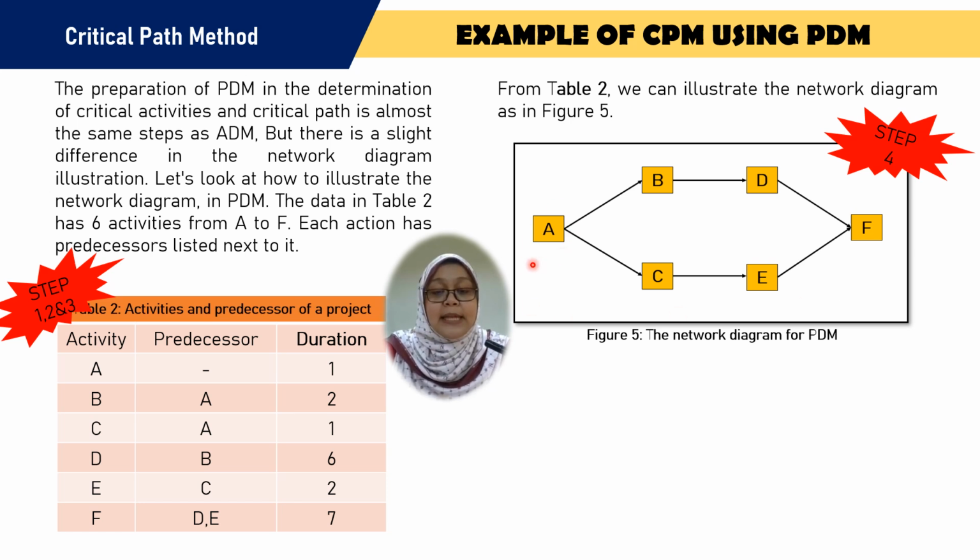So we have activity A, the first start activity, and activity A leads to activities B and C. This means activities B and C will start after activity A finishes, while activity D will start when activity B finishes, and activity E will start when activity C finishes, and activity F will start when activities G and E finish.